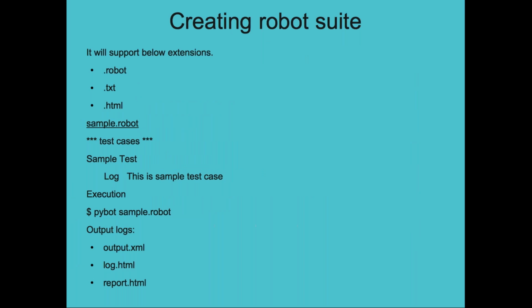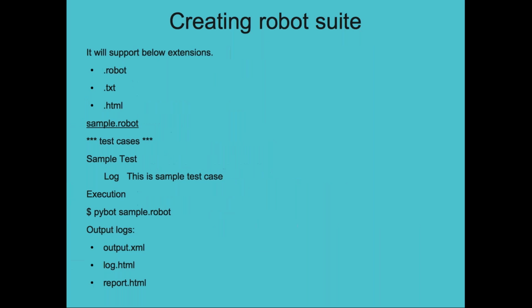So let's say I'm giving sample.robot. So the extension I gave is robot. Here we have four sections in a robot script. For the sample, I will discuss only one section. The test cases we can define in test cases. This is the syntax. We'll discuss the syntax in detail in next slides.